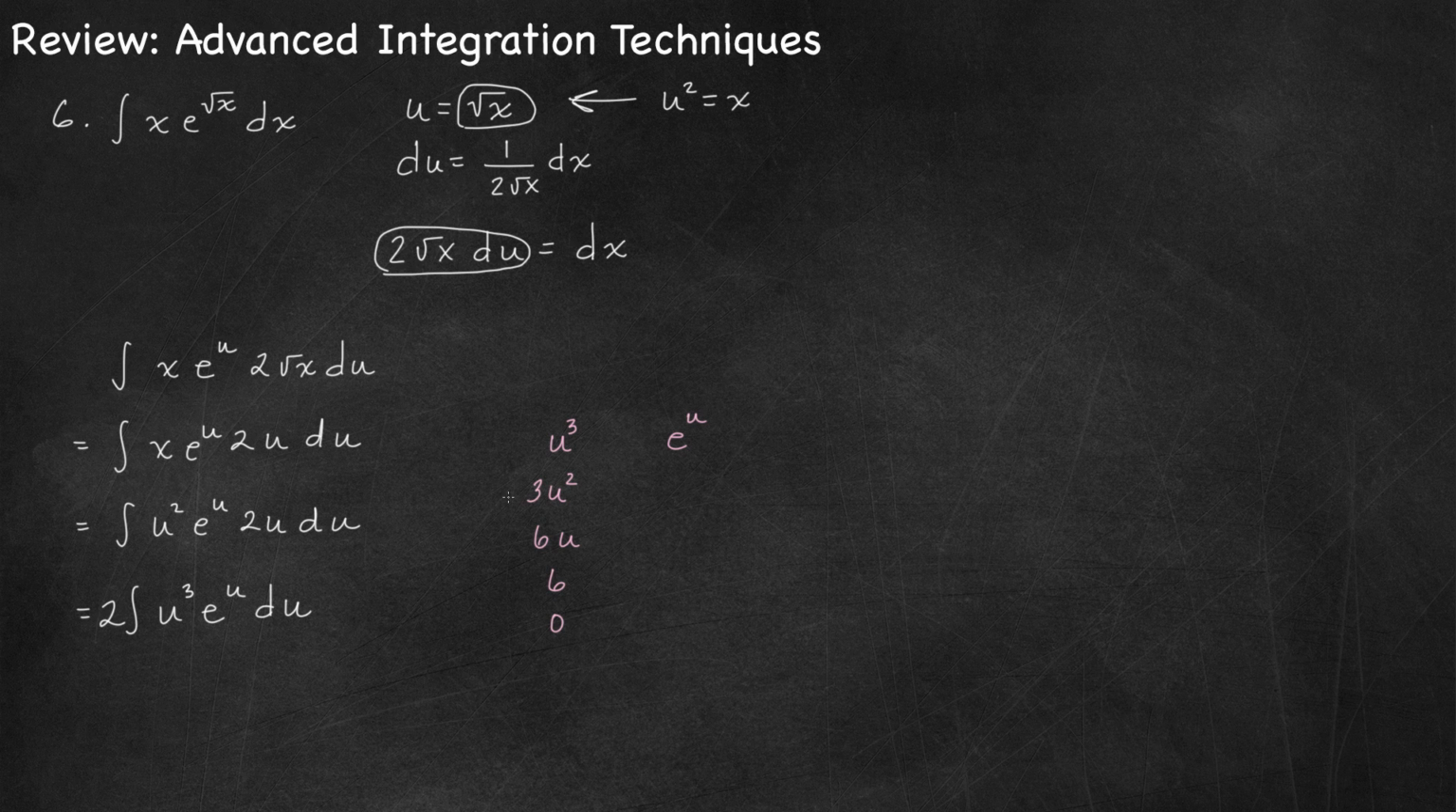We're going to alternate our signs here. So this one's negative, positive, negative. And then I'm going to integrate e to the u, which is just going to give me e to the u every time. So that's nice.